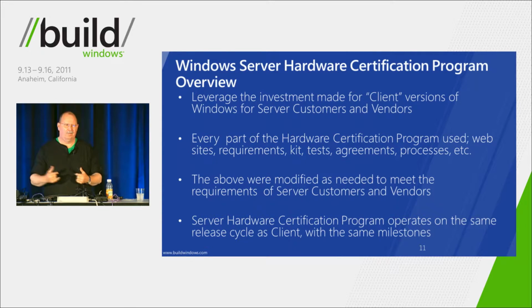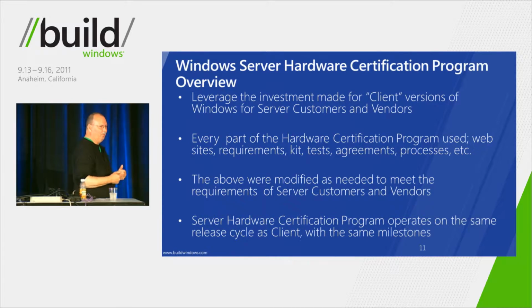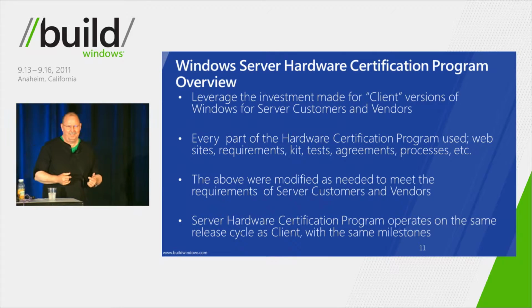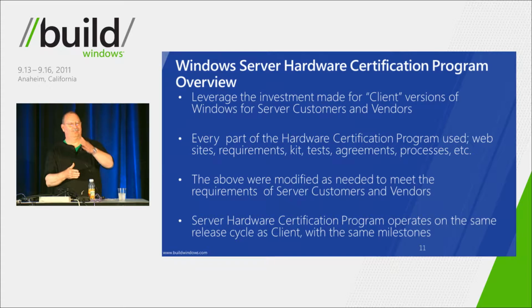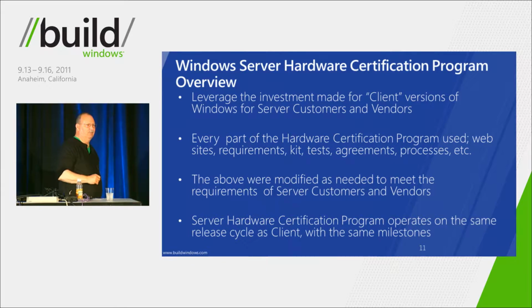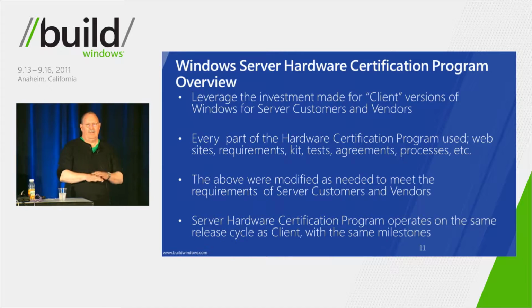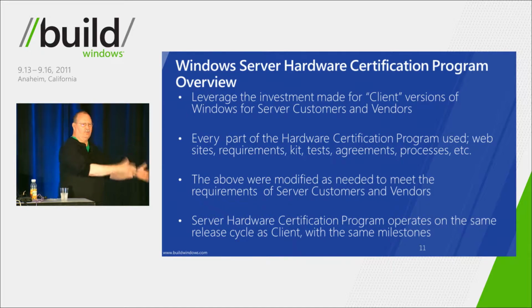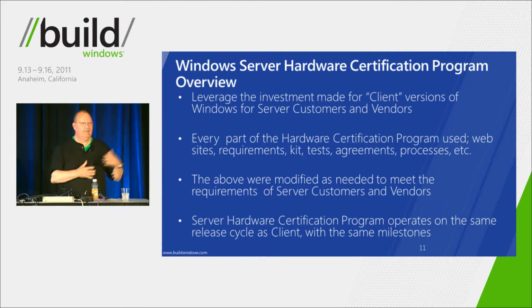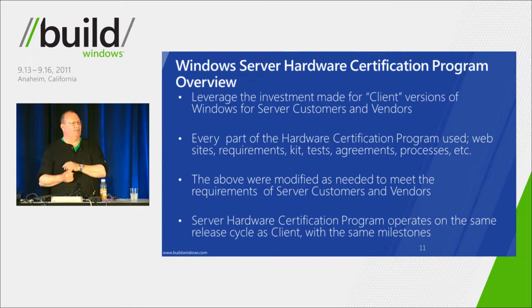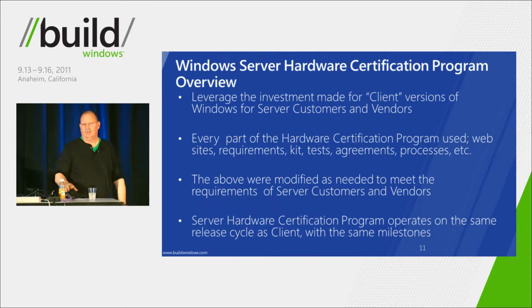And then finally, there's sometimes some confusion on what is the schedule for Windows Server 8 or for any of the versions, right? Historically, it's been a client release, a server release, a client release, a server release. It's not true for this release. We're on exactly the same schedule as the client. So when we're here at build, when there's a beta, we'll be there for the beta. When there's a release candidate, that's when we will have our release candidate and all the milestones there that line up for the requirements and the tests and the kits and when you can submit. All those will be the same between client and server.